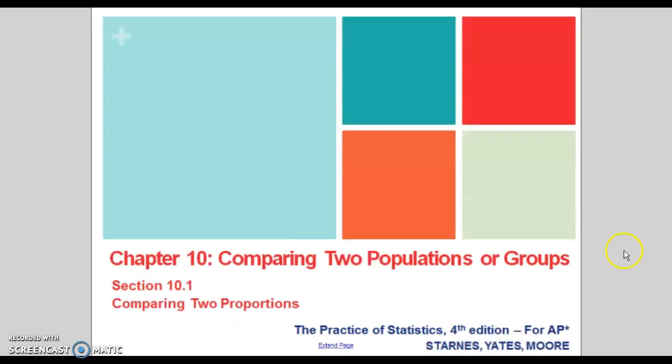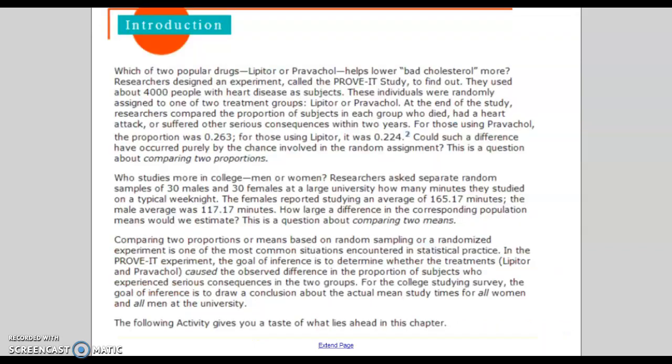So Chapter 10 is about comparing two populations and groups, and Section 10.1, which we're starting today, is about comparing two proportions. So basically, in Chapter 9, when we were comparing things, we were comparing to some null hypothesis that we had a conceived notion about. That's not always the case.